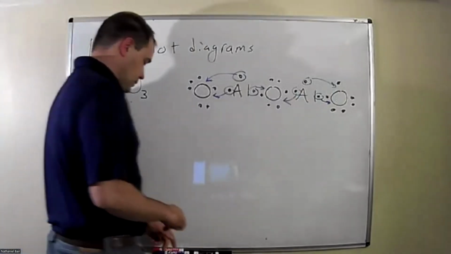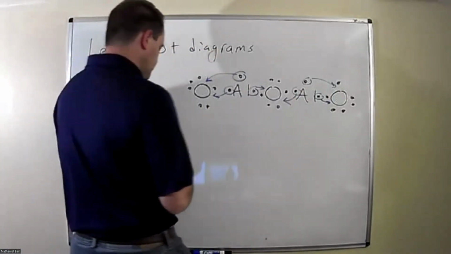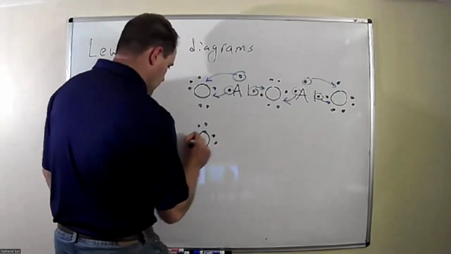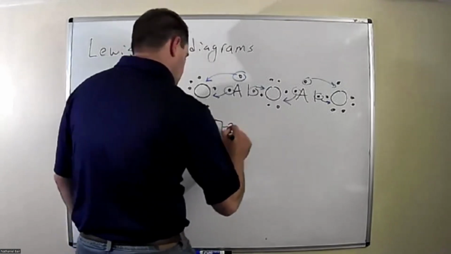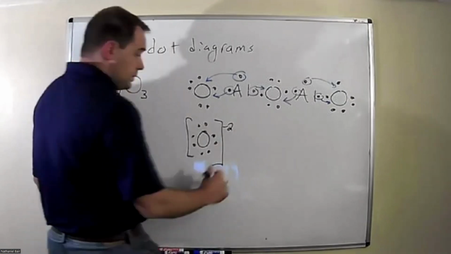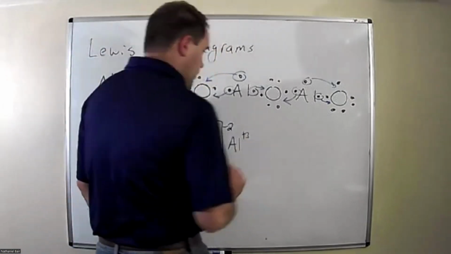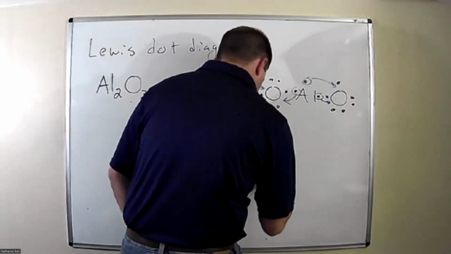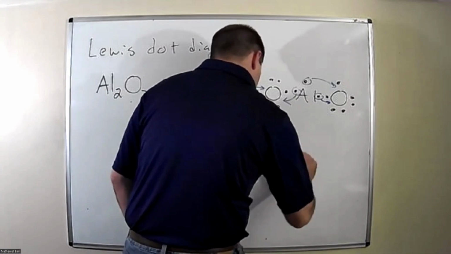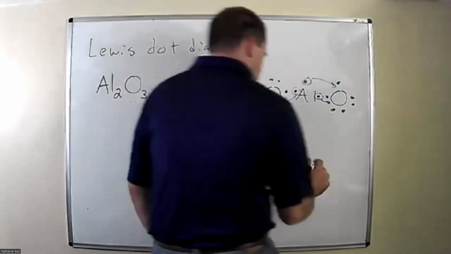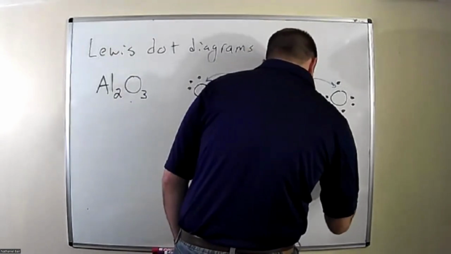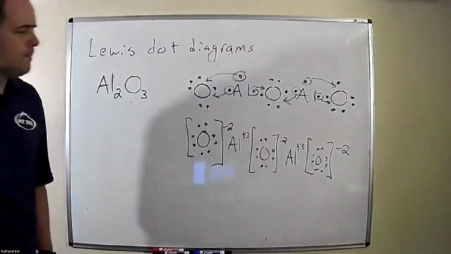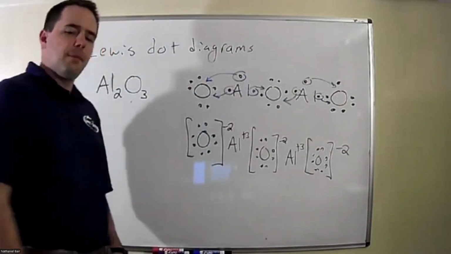And what are we left with? Well, we are left with an oxygen with 8 electrons, and aluminum plus 3 in the middle, and oxygen here with 8 electrons, and aluminum plus 3 in the middle, and an oxygen over here with all 8 dots around it. And that's how you would do aluminum oxide.